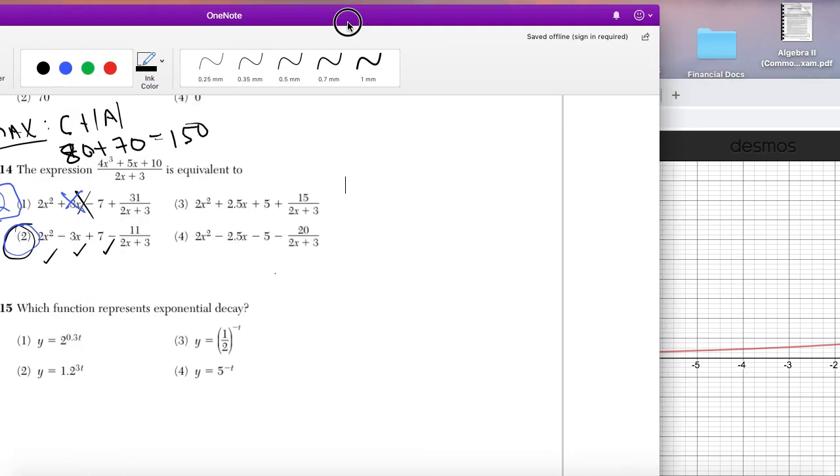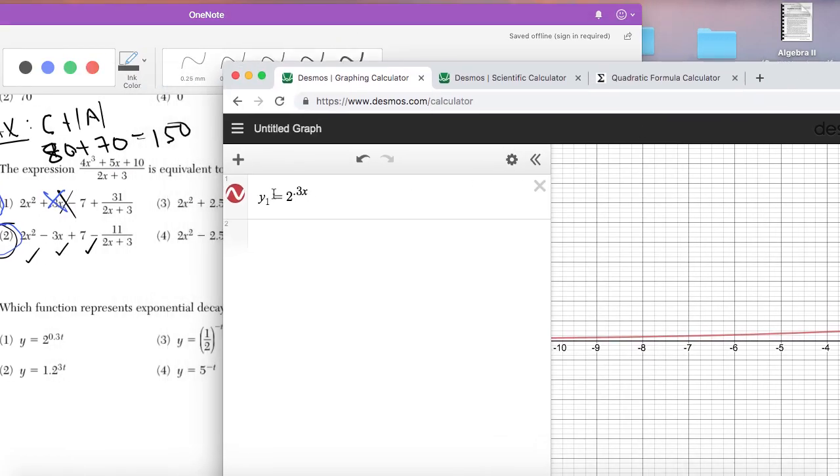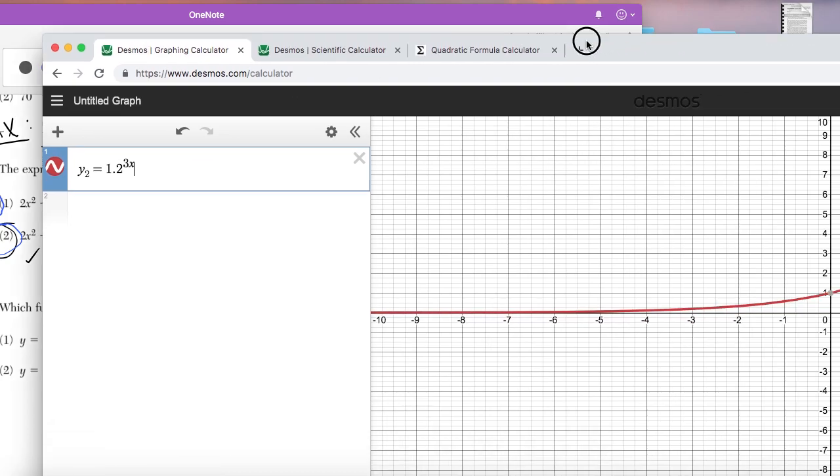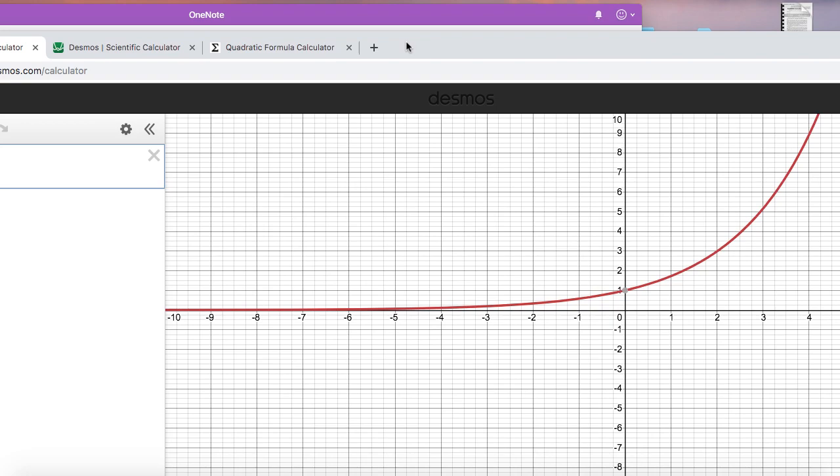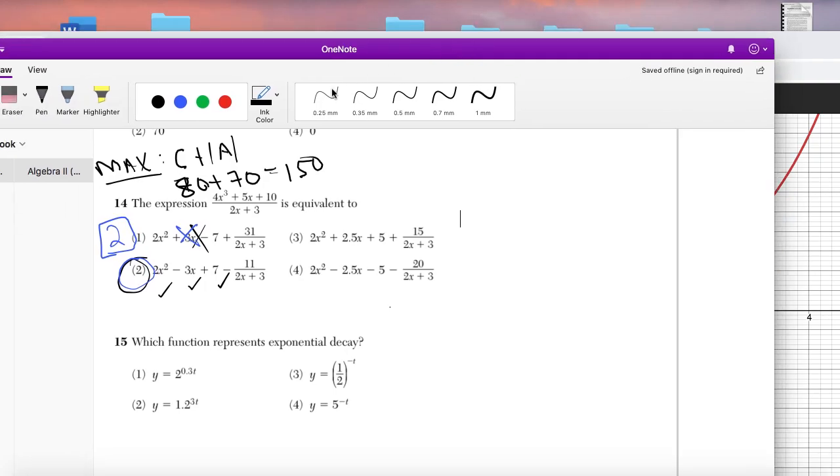So now we're going to look at y2 for choice 2 for decay to see if that's the one. It's 1.2 to the 3x or 3t. If you see, that grows actually faster than the previous one. So that's another growth function because the graph is increasing. You could also put it in a table, and you'd see that as the x values increase, so do the y values for choice 1 and 2.